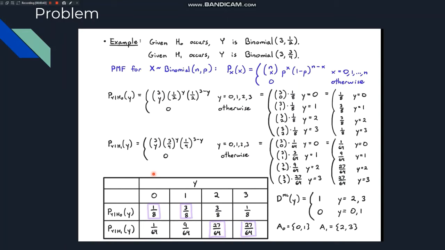Now the decision rule of ML says that if P of Y given H0 is greater than P of Y given H1, then H0 can be selected, otherwise H1 has to be selected. So for Y equal to 0, we see that P of Y given H0 is greater than P of Y given H1. For Y equal to 1 also, P of Y given H0 is greater than P of Y given H1. But for 2 and 3, P of Y given H1 is greater than P of Y given H0. According to that, they have been separated into H0 and H1.